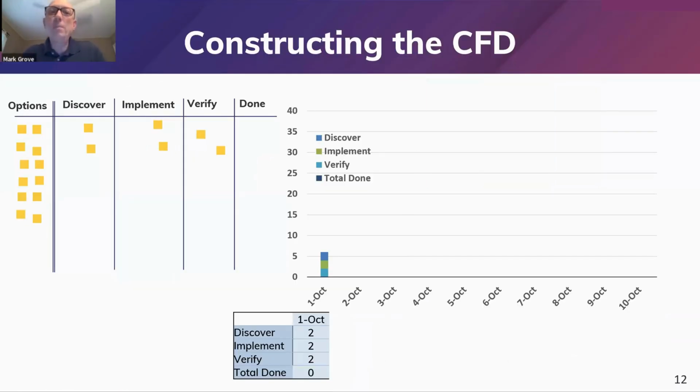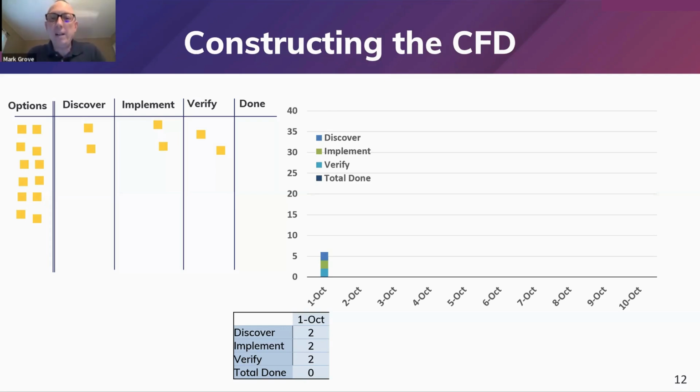All right, so we're going to start by constructing the CFD. I'm going to spend just a few minutes really breaking it down to the very basic, just so that we have an understanding of what's going on. We have the same setup as before, but I've also included down below a table. And this table simply captures the discover, implement, verify steps, or the flow that you see on the left.